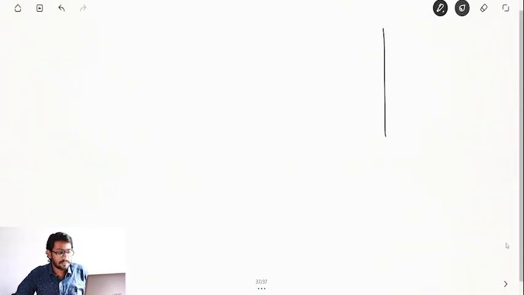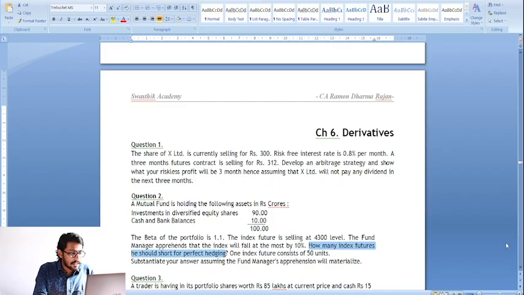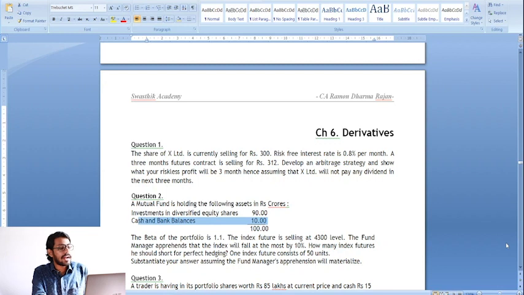So you have futures. What is your current position? You are long, holding a portfolio of how much? 90 or 100? 90 crore. 10 crore is cash, a risk-free asset. Don't try to hedge that. Cash and bank balance is already risk-free, so you don't have to hedge it. So how many futures for perfect hedging?